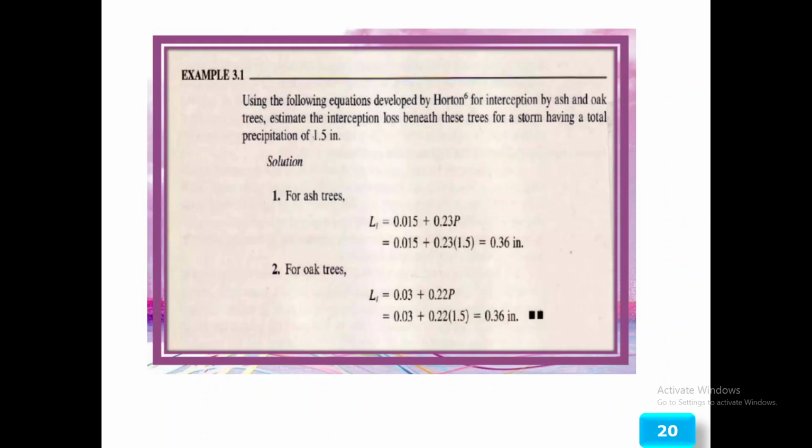So, using the following equations developed by Horton for interception by ash and oak trees, estimate the interception loss beneath a tree for a storm having a total precipitation of 1.5 inches. For ash tree, Li is equal to 0.015 plus 0.23 P, in inches. Here we can substitute the value of P, then we get 0.36 inches. For oak tree, 0.03 plus 0.22 P, then here we can substitute the P value as 1.5 inches, so 0.36 inches.